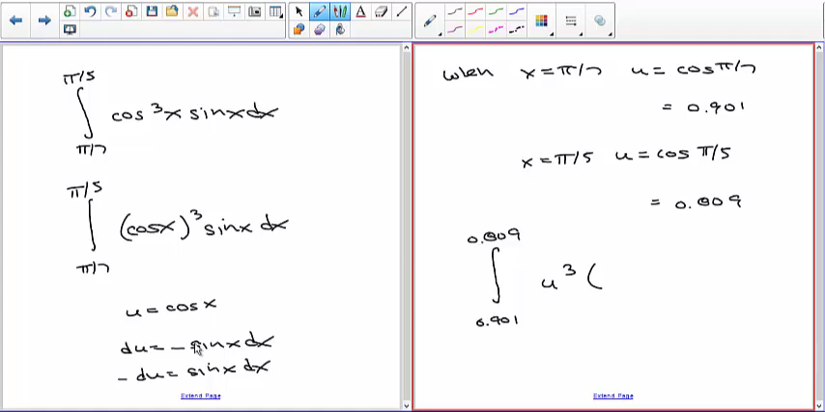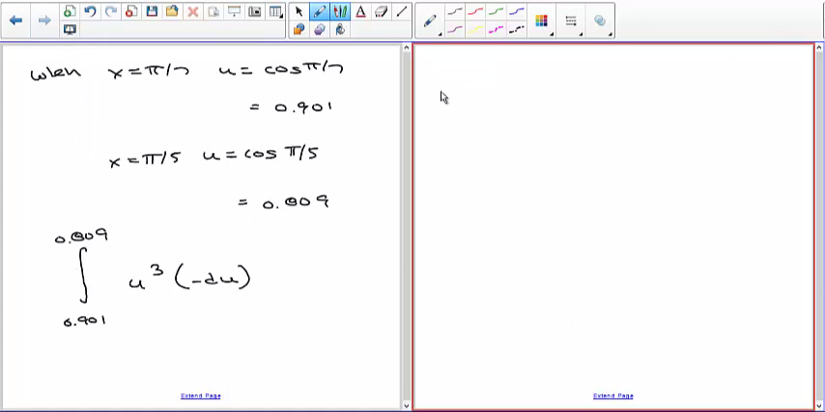The sine of x dx is negative du. So factor out the negative sign. The integral of u cubed is u to the 4th over 4. We draw this vertical line to tell us that we need to evaluate the integral between these limits, like that.